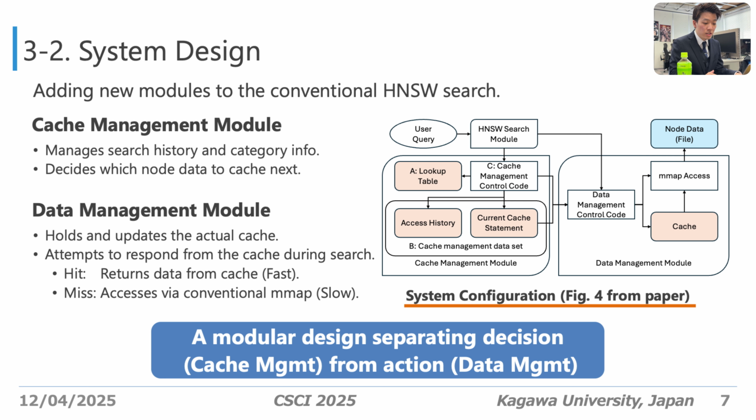On the right, the data management module. This module acts as the hands that hold and update the actual cache. When a query comes, it attempts to respond from the cache. If it is a hit, it returns the data from the fast cache. If it is a miss, it accesses the slow disk via the conventional method. This modular design separates the decision making from the data access.